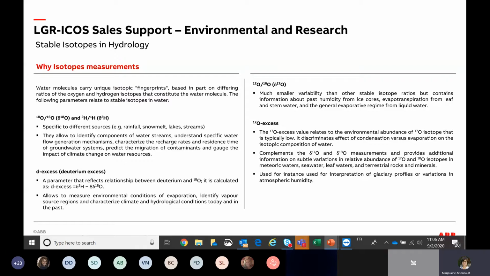The same way you had deuterium excess, you have O17 excess. This way, it's a relation between O17 and O18. And why do we measure this? It's because it's not sensitive to temperature, and it's really effective to discriminate effects of condensation versus evaporation on the isotopic composition of water. We do have at ABB the option for these 3 isotopes.